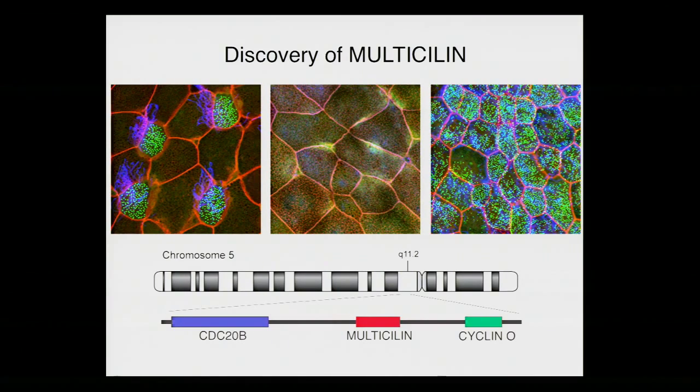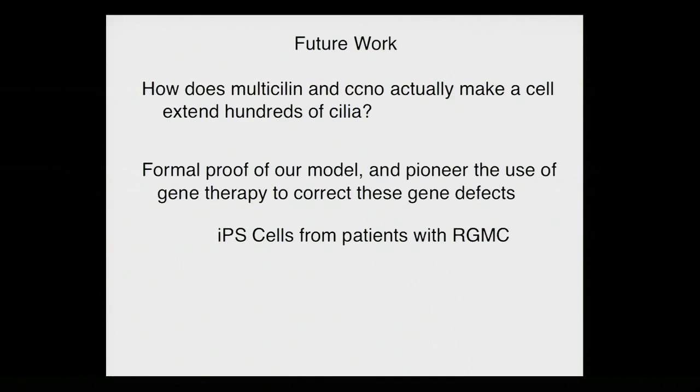So very quickly we've gone from knowing about some genes in frog to basically defining a locus on human chromosome 5, which seems to be instrumental in just doing this one thing, which is to generate these multiciliated cells. So what we're trying to do now is to figure out how multicilin and cyclin O do this. How do they make a cell grow hundreds of cilia?